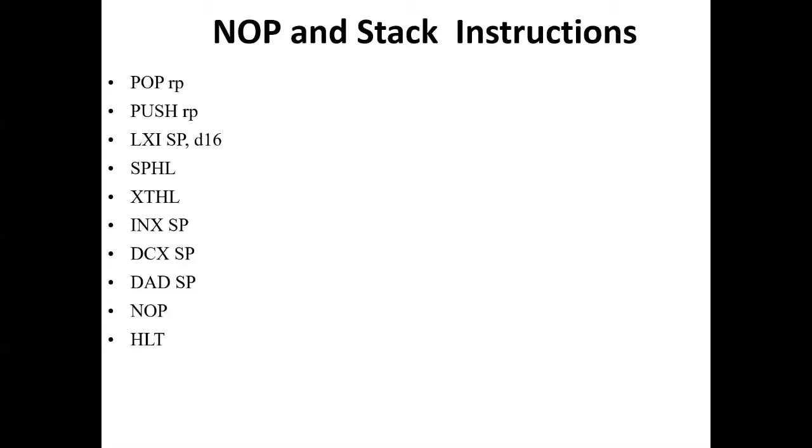The result of the execution of this instruction can be shown like this. Suppose SP had the value F900H, HL had the value FB50H, F900H had the value 25H, F901H had the value 35H. Then after executing XTHL, HL becomes 3525H, F900H becomes 50H, and F901H has the value now FBH.